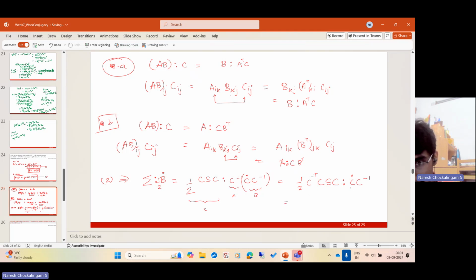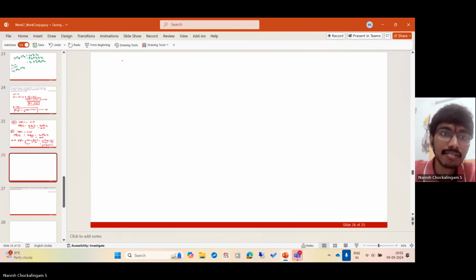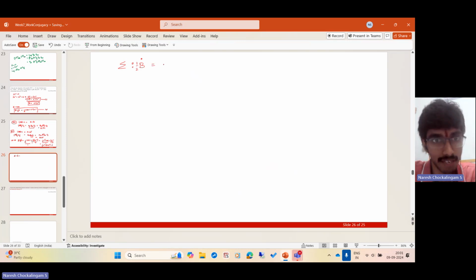But now you can treat this as tensor A and this as tensor B and this entire thing as tensor C. So this becomes half. You can take this B to the other side. You get half C inverse C, C inverse transpose C, S C, C inverse transpose contracted with C dot. The half can be taken to the other side. So what do we get? We get sigma contracted with B dot, half B dot is nothing but C inverse transpose C, S C, C inverse transpose contracted with half C dot.